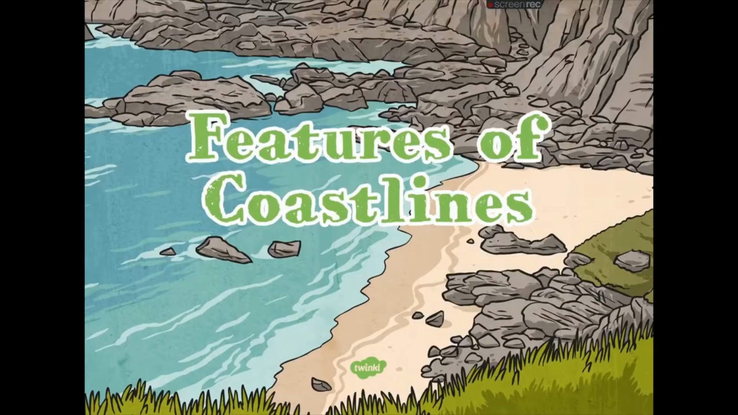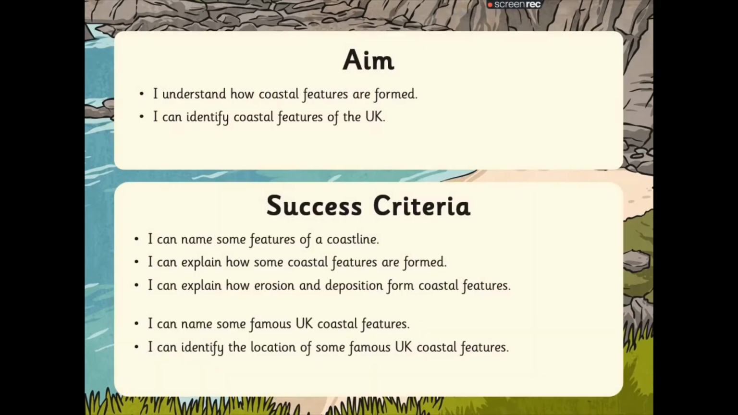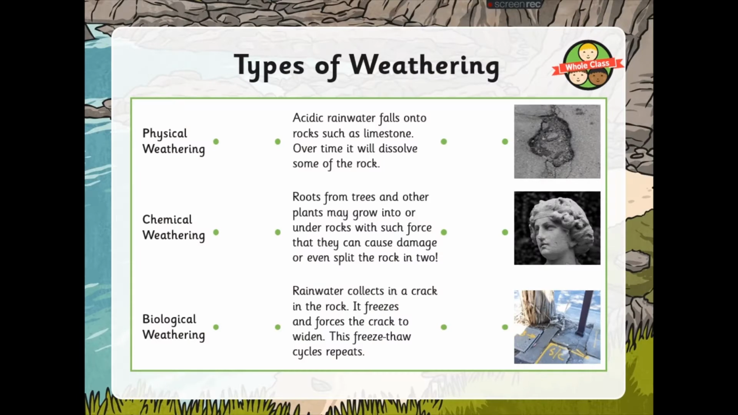Afternoon Year 6 and welcome to the second lesson of our Changing World topic, where we're going to be looking at the features of coastlines today. Now then, here is your aim and your success criteria, where we are going to be looking at how coastal features have been formed and to see some different coastal features of the UK.